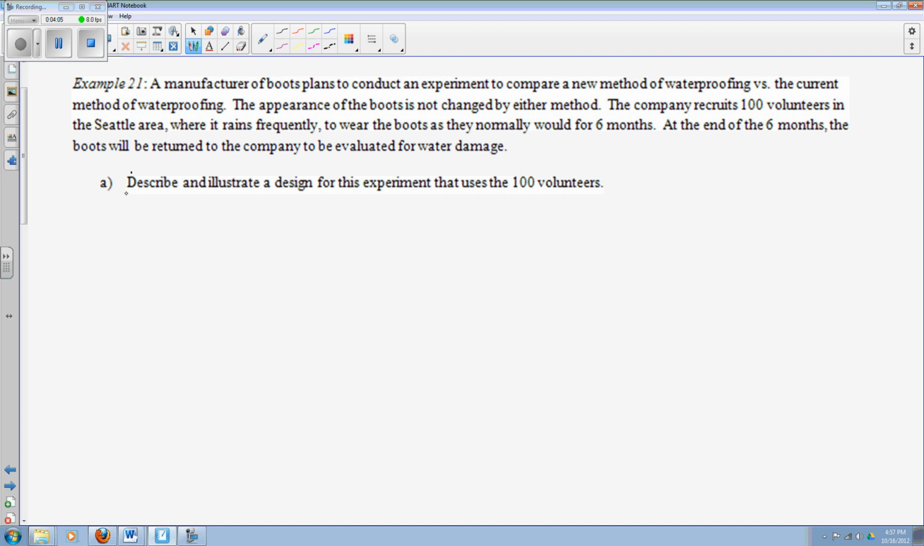And so when each person is getting both treatments, this is what's called a matched pairs design. So let's get that down here. We're going to do a matched pairs. So each person, in this case, gets both treatments.